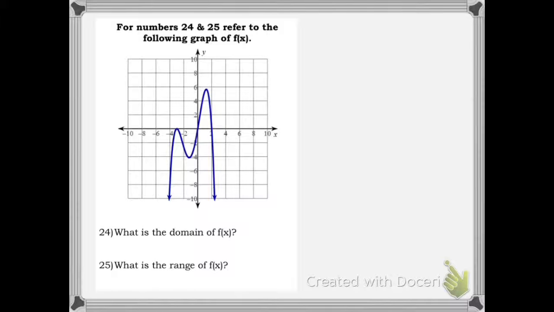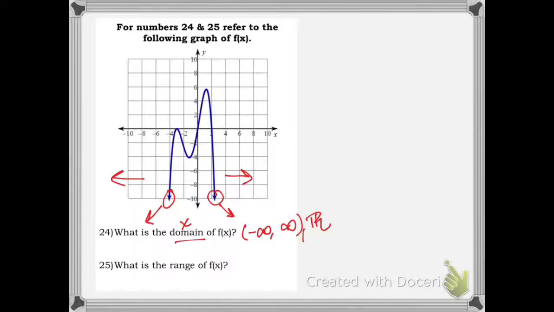24 and 25, what's the domain and range of this figure here? So remember, domain are the x values, which means you're going to the left and to the right, leftmost point and rightmost point. And since this has an arrow, it means it's going to keep going that way. So this is -infinity, infinity, or all real numbers.